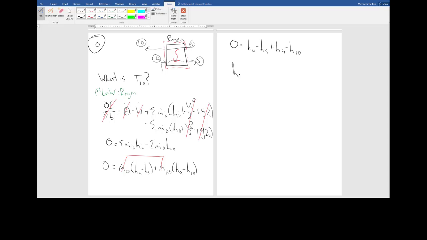The thing that I'm trying to find is H10, right? It's going to be H4 minus H5 plus H9. Now, once I have H10, the problem actually asks me what the temperature is, right? So now I can go to table A22, and I can find T10.